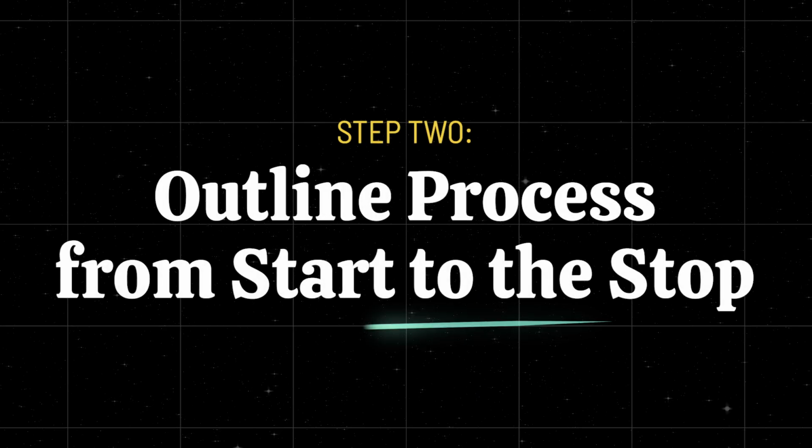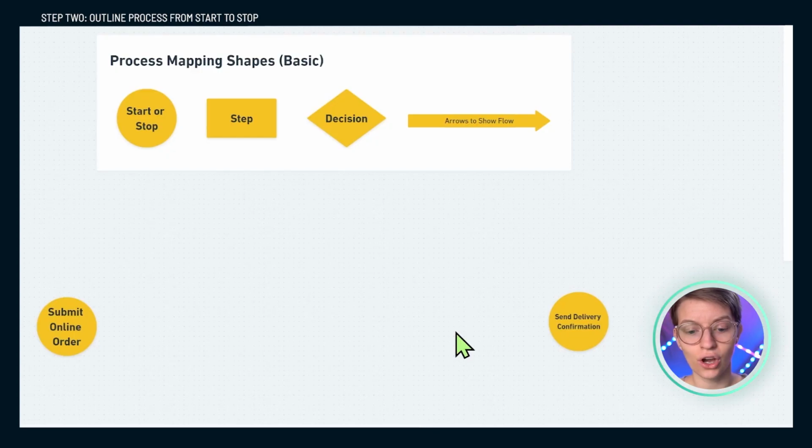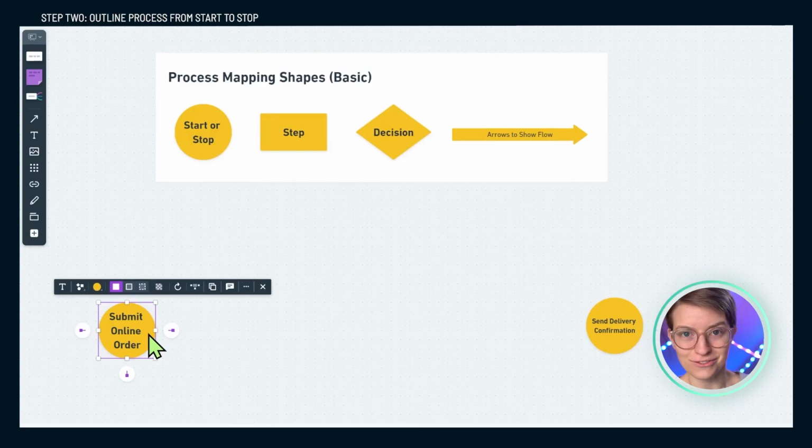Step 2 of process mapping is to take your squares, your steps that you already have, and start outlining what actually happens to get you from the start to the stop. To go through this, what I would suggest you do is to go at the very beginning and ask yourself what happens next.